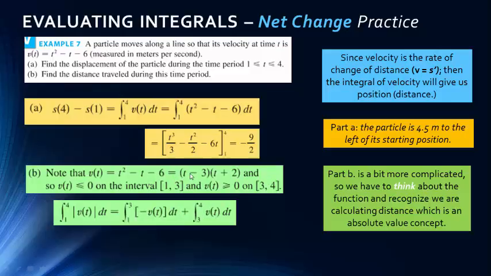So here we have to actually separate this into two integrals. We're going to separate the whole interval between 1 and 3 when it's negative, and we're going to take the integral of the negative, because a negative of a negative will give us a positive value. And then we're going to add the last piece from 3 to 4 where the velocity is positive. We're going in the positive direction.